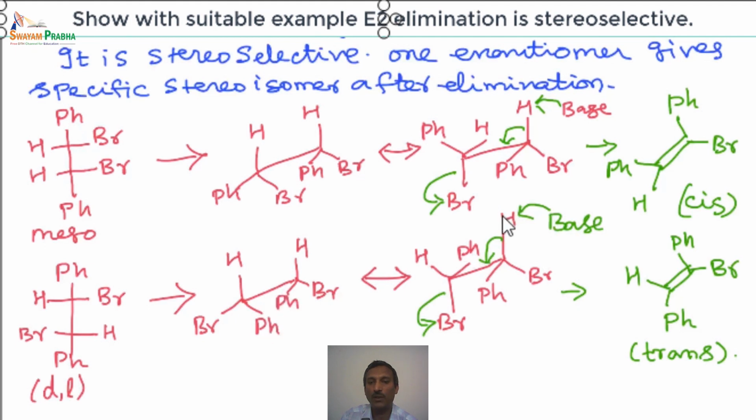So here the base now abstracts this proton. This bonded pair is shifted between these two carbons and the leaving group leaves. So in that particular case, we are ending up with a trans isomer. So this is what is called stereoselective, in a way that the meso isomer gives only the cis product, whereas the DL isomer gives the trans product. So this kind of formation is called stereoselective elimination. So that's how we can say E2 elimination is a stereoselective elimination.